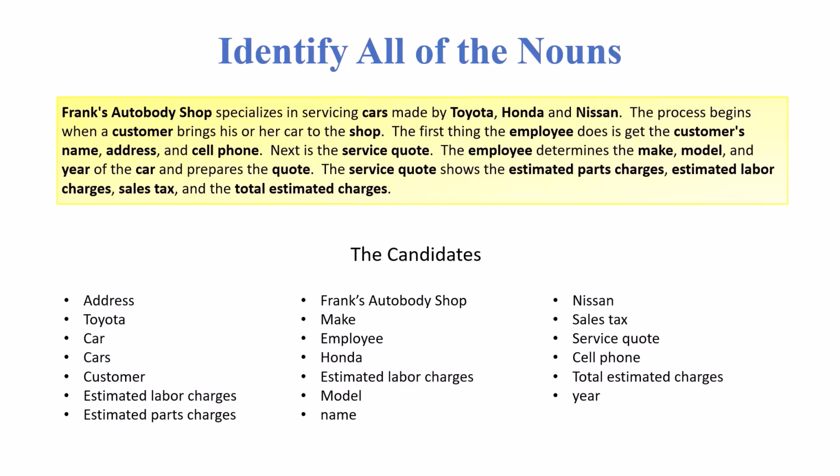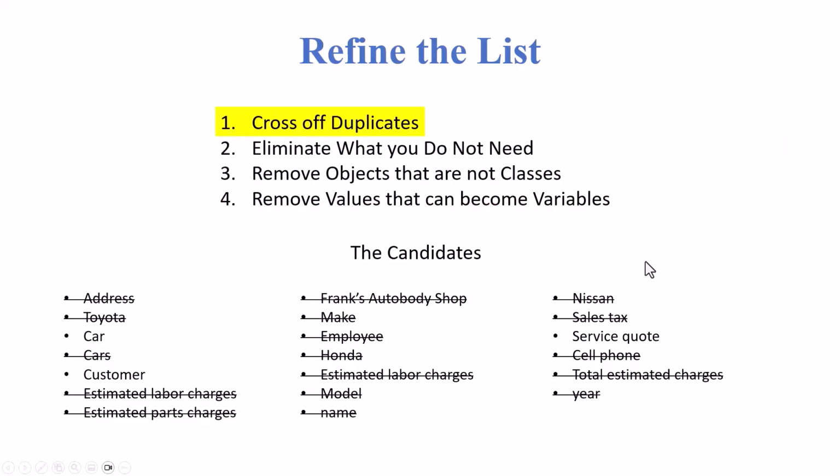Then it's time to take this and refine that list. How do we do that? Well, we cross off any duplicates we might see. So if you've got cars a couple times here. It doesn't look like too many duplicates. What if we had a bunch? We would get rid of those. We eliminate what we do not need. Things we don't need are maybe the Nissan. Do we need that? Do we need the Honda? Perhaps not. Then remove the objects that are not classes.